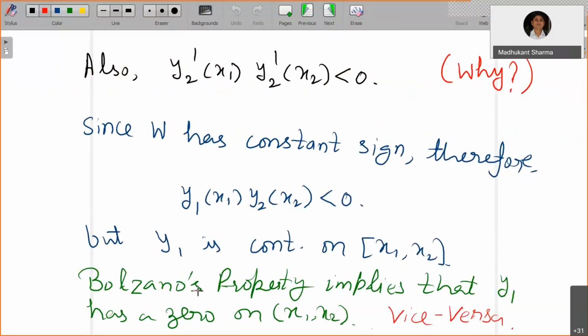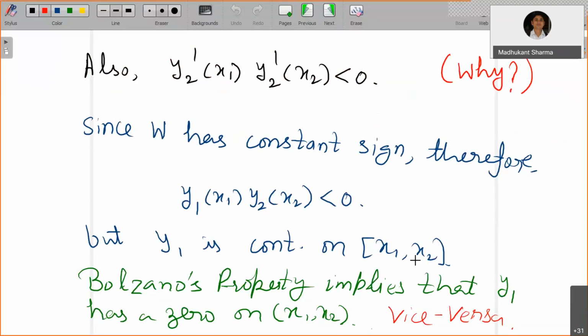So Bolzano's property guarantees that if you are able to identify 2 points over which the function is continuous and it has opposite sign, then it has a 0 on that interval x1 to x2. So this gives you the proof that between any two successive zeros of y2, there is at least one zero of y1. Similarly for the converse case. You can start with two successive zeros of y1 and then show that there is exactly 1 zero of y2.